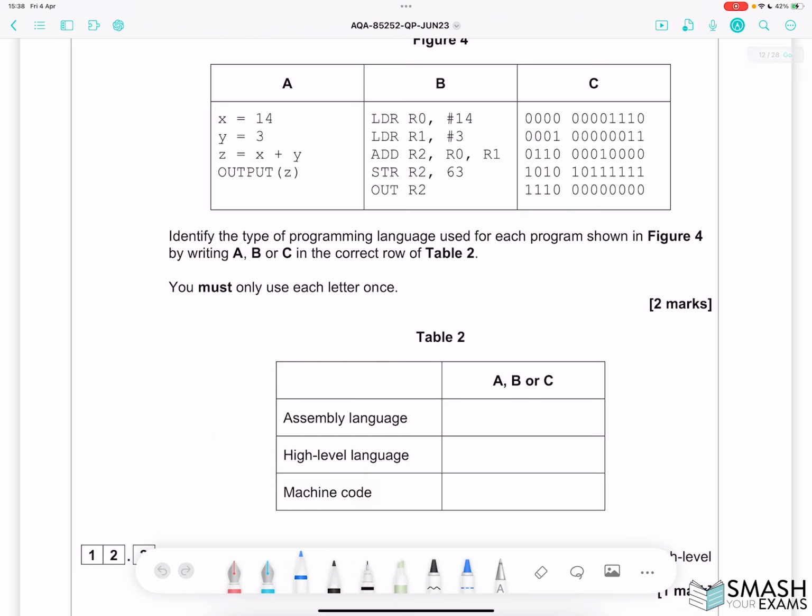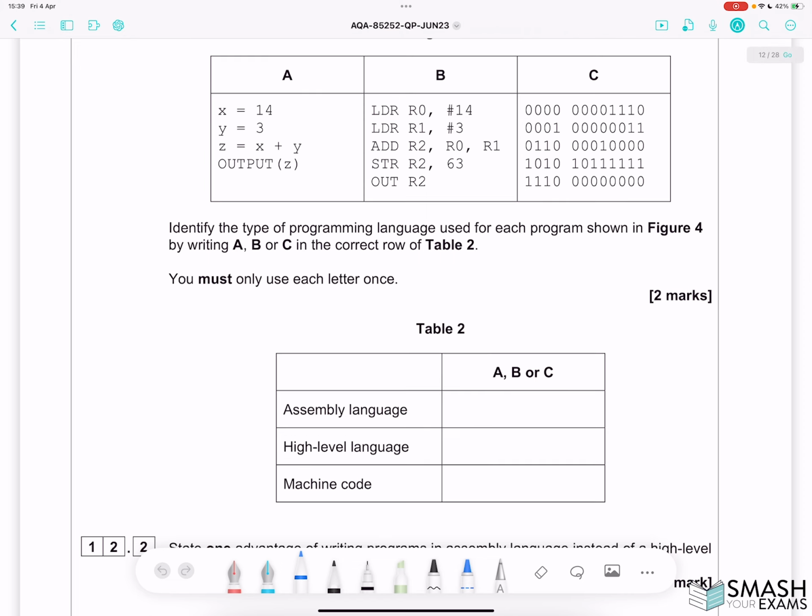So x equals 14, y equals 3, z equals x plus y, output z. That looks very pseudocode or Python style, somewhere in between them. Based on that, we know that things like Python and C# and all those other programming languages are what we call a high-level language. So it looks like A is a high-level language.